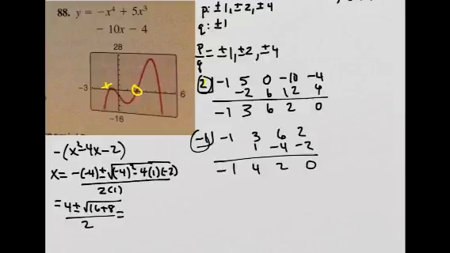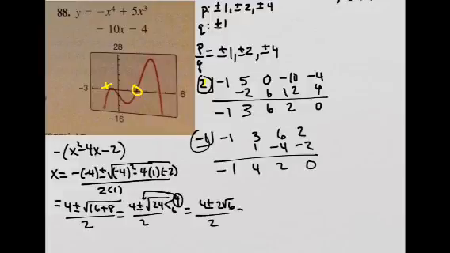over 2. So that gives you 4 plus or minus the square root of 24 over 2. This is 4 times 6. So the 4 is going to come out as a 2. So then you have 4 plus or minus 2 radical 6 all over 2. Factor out a 2 from the numerator.